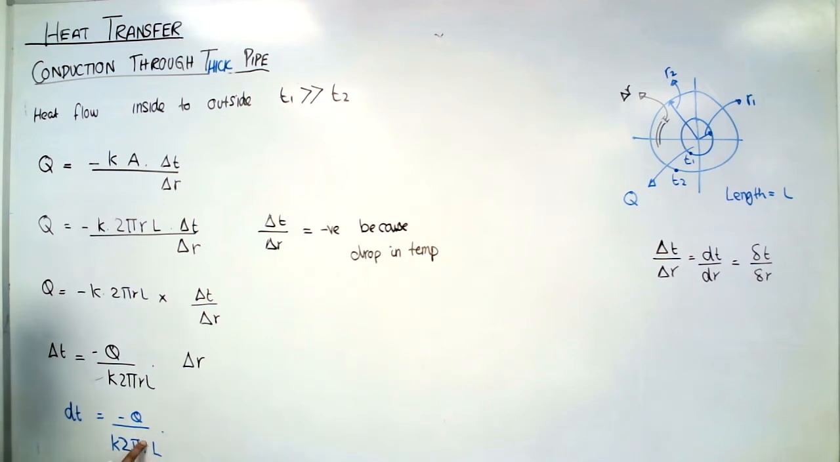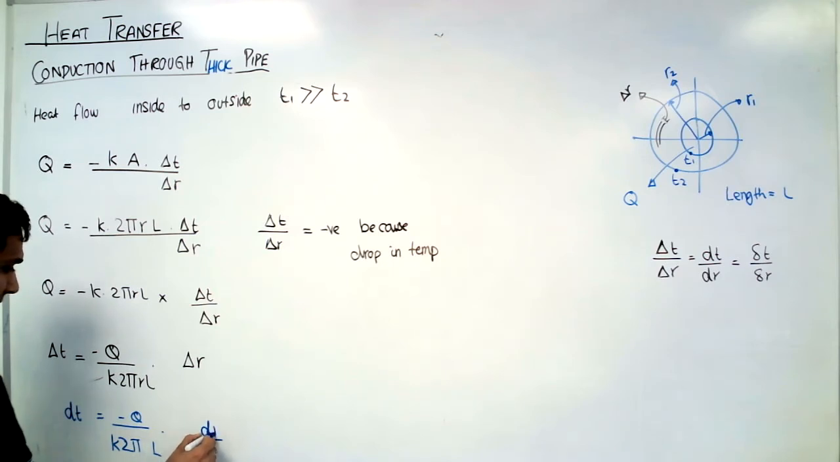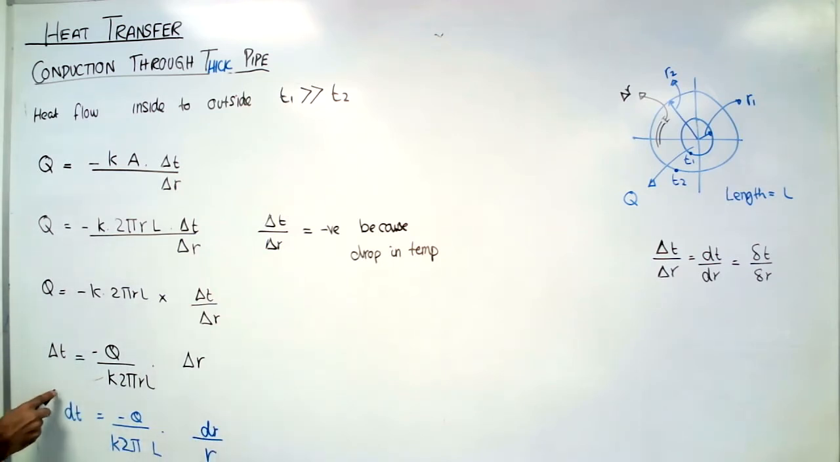Okay, this R is not constant, so I'm just going to put that one here, R. And the delta R, instead of delta R, I'm going to call it dr. And then I integrate. For the integration, I add this sign. Now this is the constant. The K is constant, 2 is constant, pi is constant, L is constant. So this one, I can take out of the integration and just put the integration here.